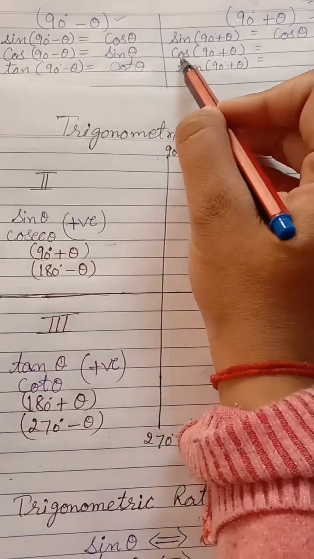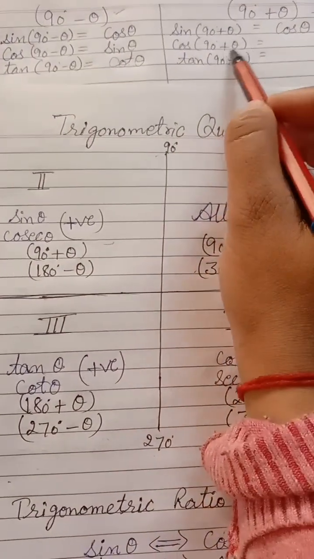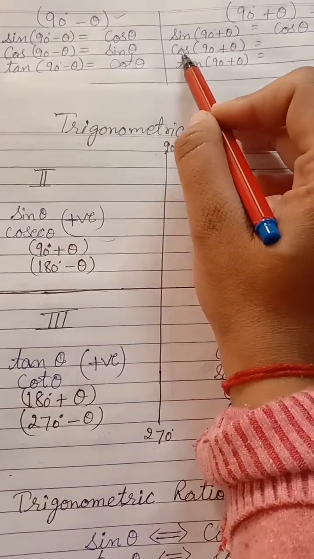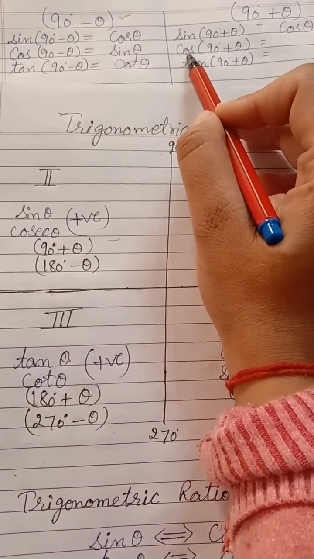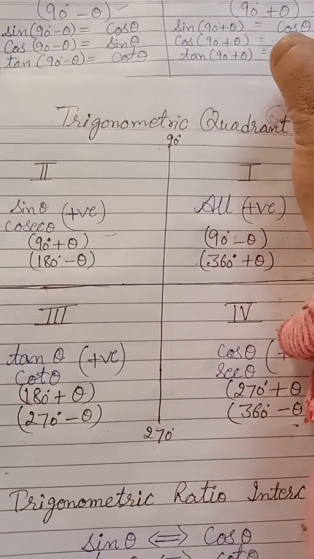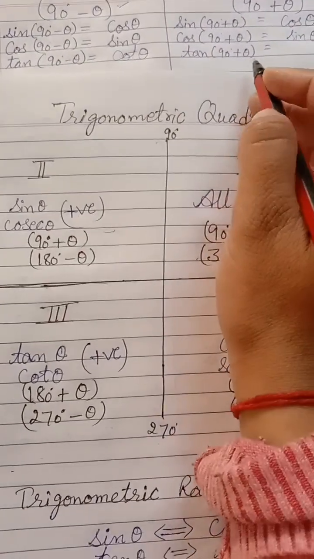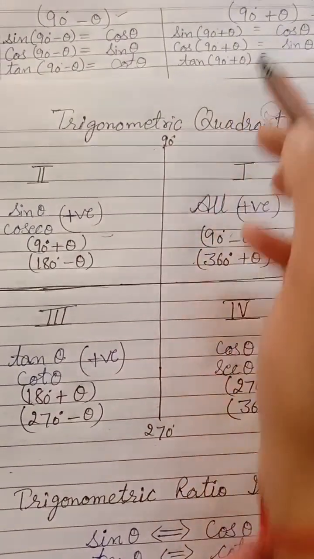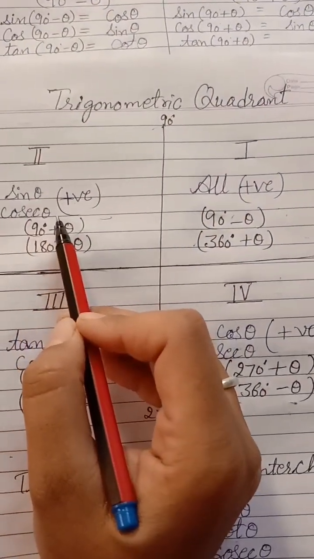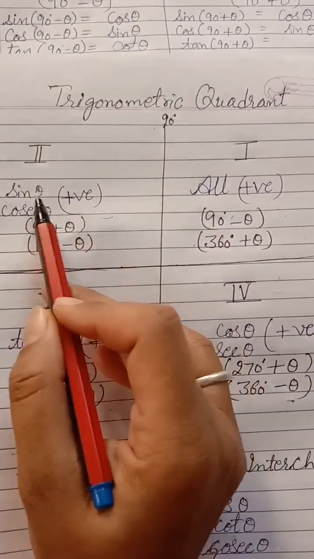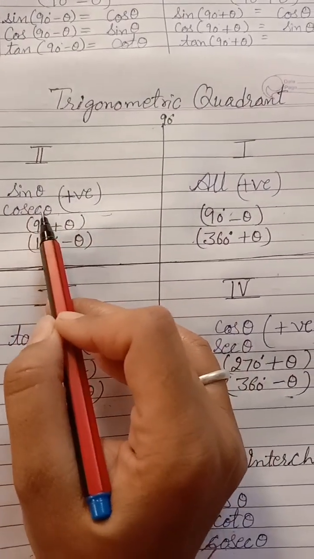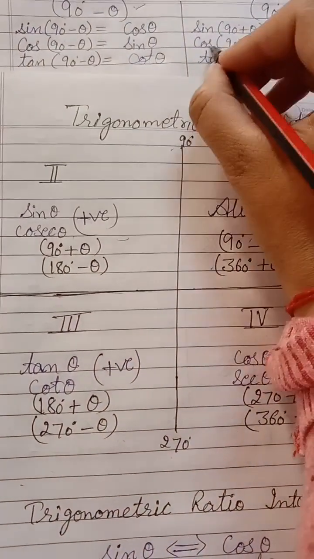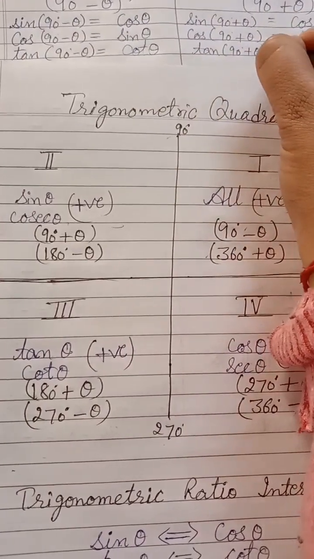Now come to cos(90 plus theta). Here cos(90 plus theta) means cos will convert into sin theta. Which type of angle is that, positive or negative? Here in the second quadrant you can see cos will be negative. Only sin theta and cosecant theta will be positive, but cos theta will be negative. So cos(90 plus theta) will be negative here.